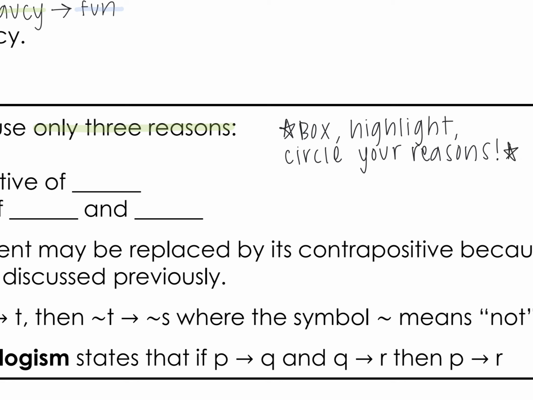I'm just telling you now that will be points off. The reason why we have you do this is because it should be clear and concise. It should tell me exactly what's happening. And if you don't have it boxed, highlighted, or circled, everything's just going to start blending together, and it makes it hard for me to figure out what's going on. So you need to make sure that you are boxing your reasons so that you don't lose a point.